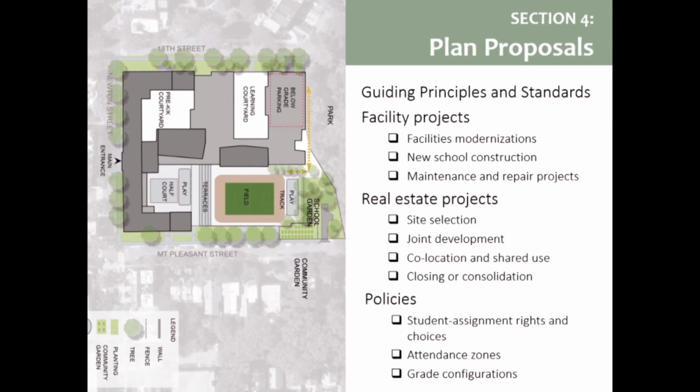Section 4 is the heart of the document. It contains the plan recommendations and should begin with the district's guiding principles, core values, and standards. Master plan recommendations generally fall into 3 categories: facilities projects that affect the design and condition of school buildings and grounds, real estate projects that impact the use of school land and buildings, and policies that affect the enrollment and attendance patterns for families and children.